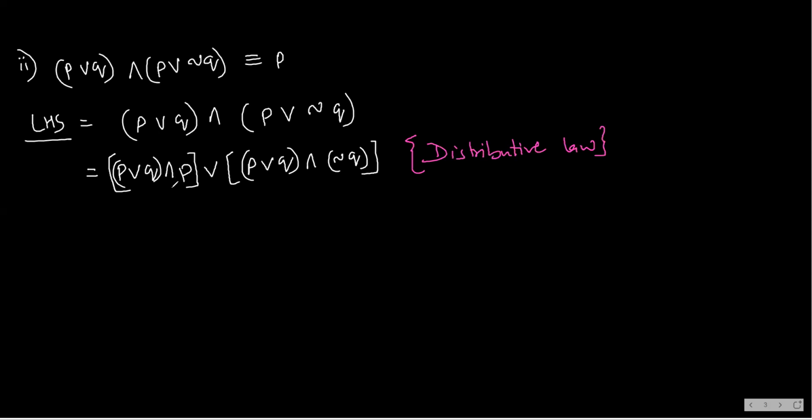Again, I notice that inside the bracket I have disjunction, but outside it is conjunction. Again, it has changed, so I will have to apply the distributive law once again. So I will have P and P, and Q and P. You understand? In between, we will have or.